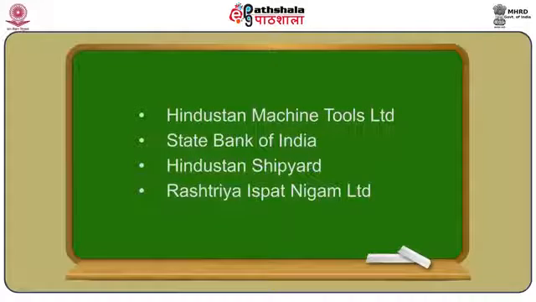Many PEs are going for diversifying their activities through reforms and restructuring programs in terms of manpower restructuring, operational restructuring strategies, strategic management initiatives, and financial initiatives. These enterprises which have come back after the restructuring phase include Hindustan Machine Tools Limited, State Bank of India, Hindustan Shipyard, and Rashtriya Ispat Nigam Limited, which have been quoted every time.